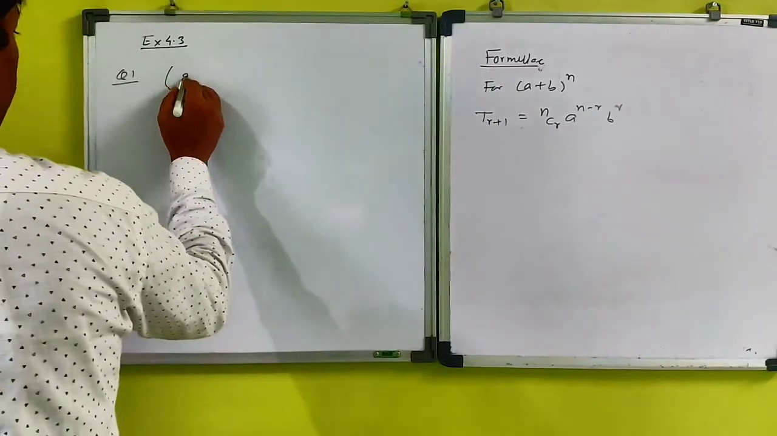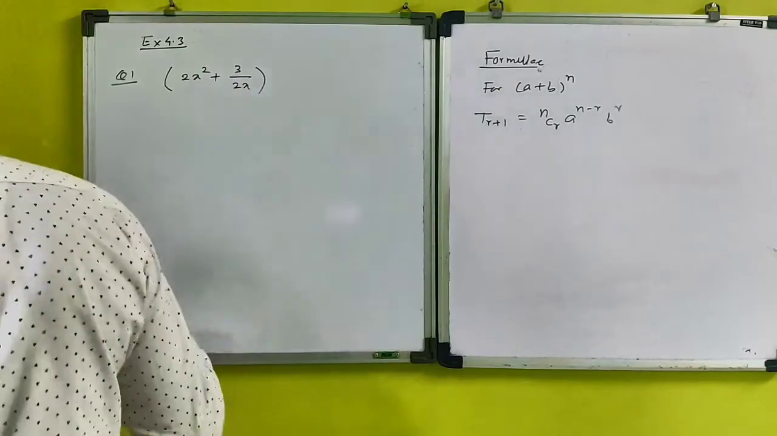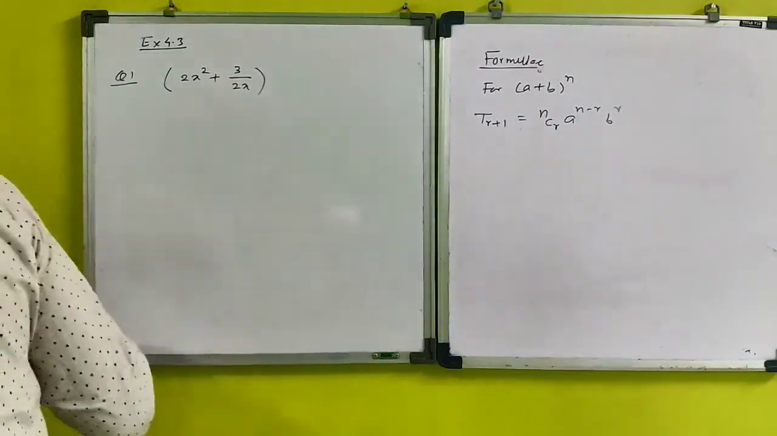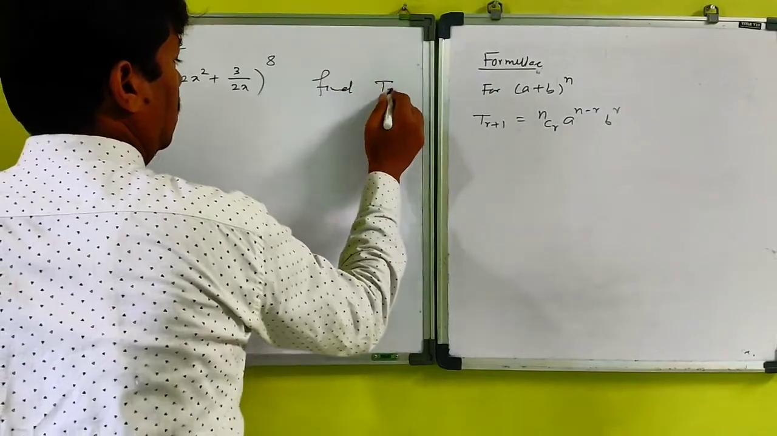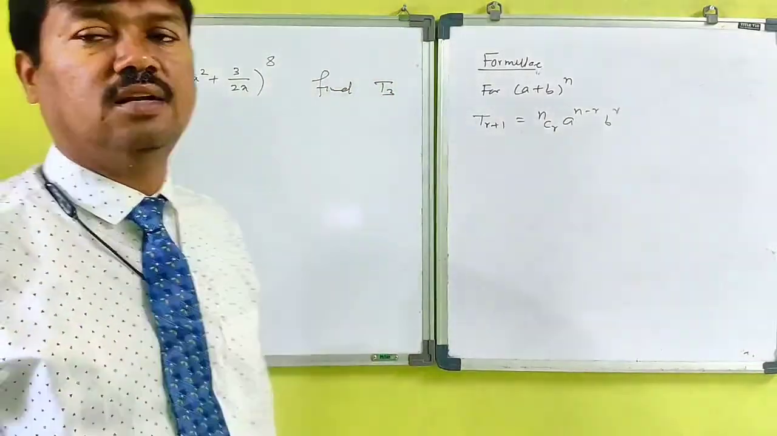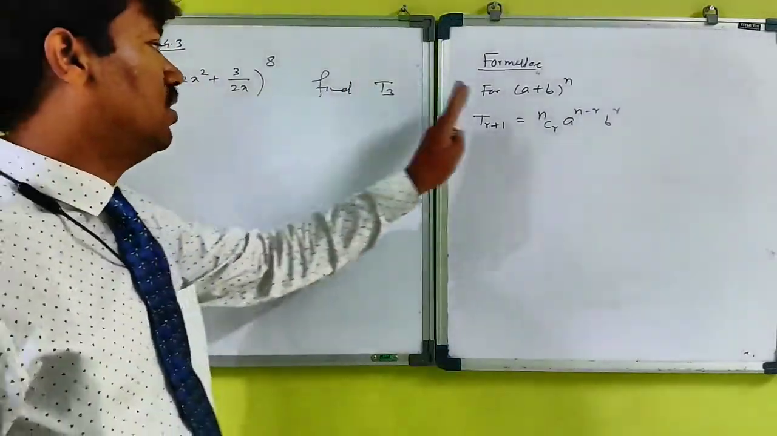(2x squared plus 3 upon 2x) raised to 8. The question is find the third term. The question is find the third term, that is T3. So easily compare this with this.